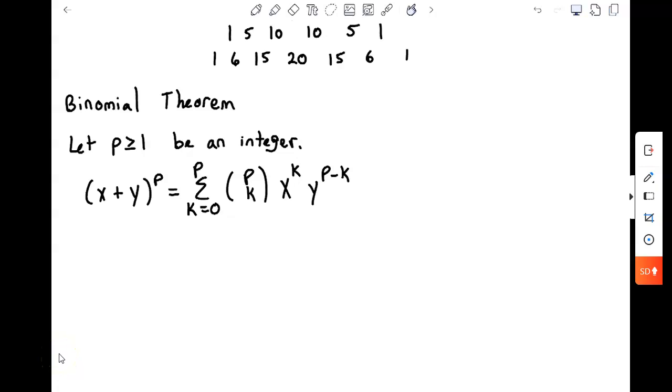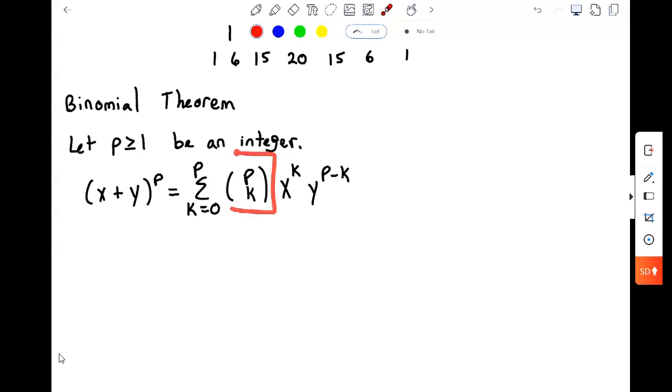All right, so now we're ready to state the binomial theorem. So here's the result. We say let p greater than or equal to 1 be an integer. So it's got to be a positive integer greater than or equal to 1. Here we're talking about raising x plus y, the binomial, to the p power. Again, remember, p is a positive integer greater than or equal to 1. And it turns out this will actually be the sum as k goes from 0 to p.